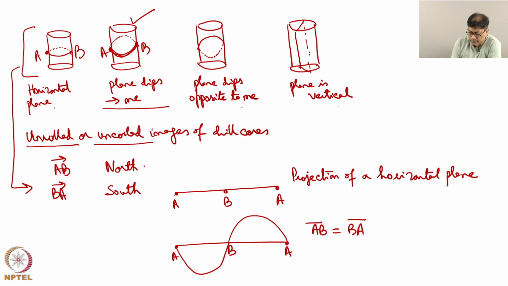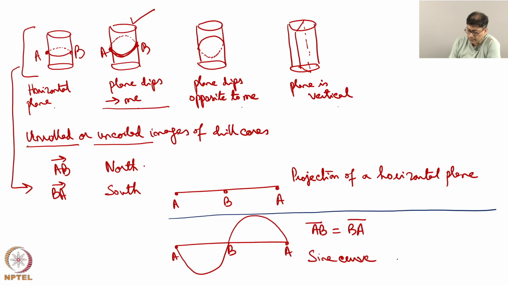By AB distance I mean from here to here. This curve is interesting. We can quickly identify this curve as a sine curve. So, I have drawn here the projection of a plane that dips towards me.